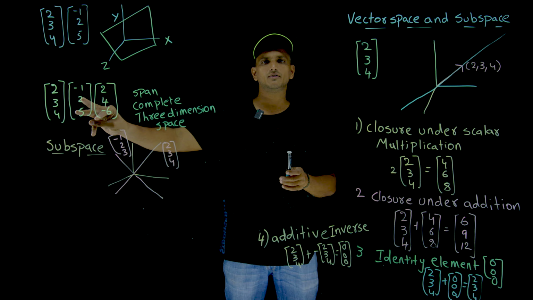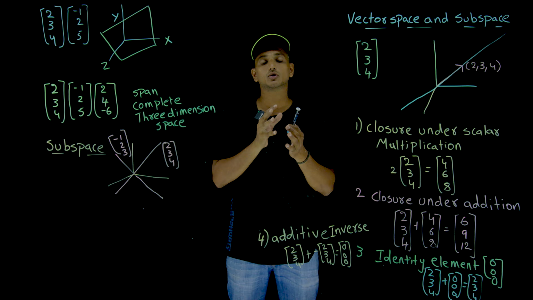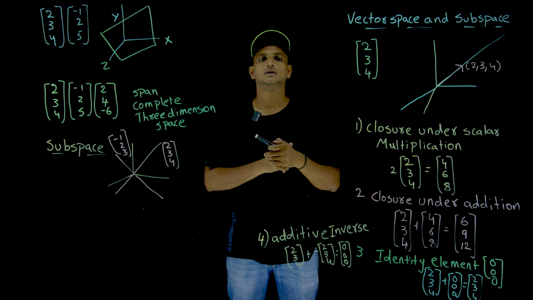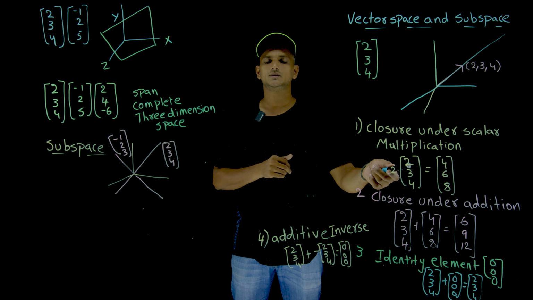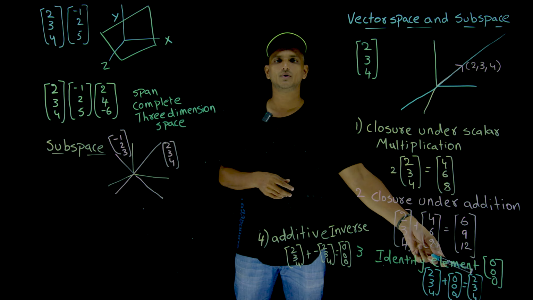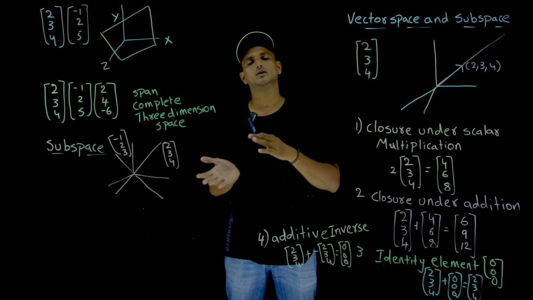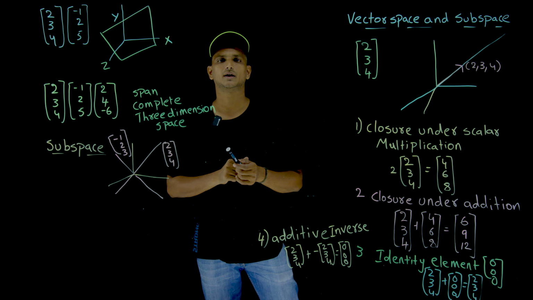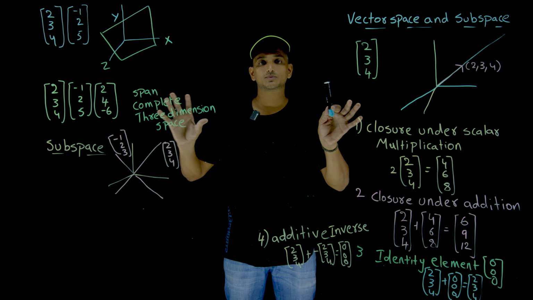So you take any three vectors in the three-dimensional space. If you add them up, you are going to get a vector in the three-dimensional space. It is satisfying the closure property of addition. Similarly, scalar multiplication also satisfies it. Identity element 0, 0, 0 will be there. And additive inverse: you take any vector and invert it, you are going to get the identity element. So this is what vector space means.